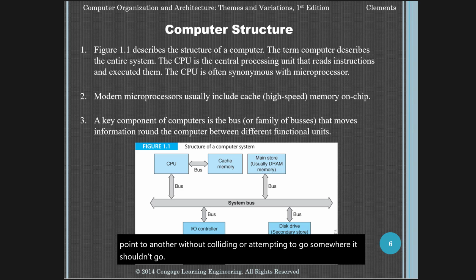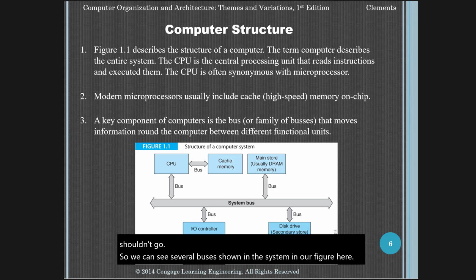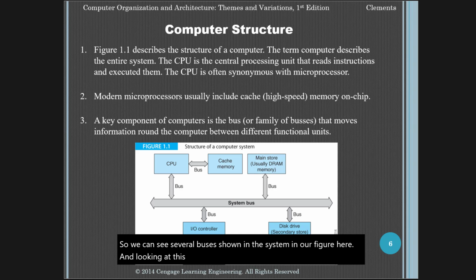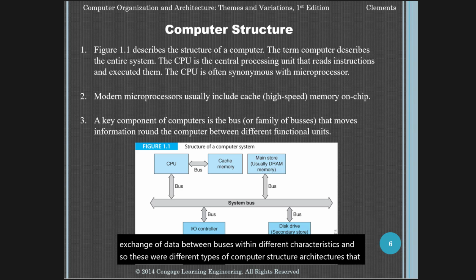So we can see several buses shown in the system in our figure here. And looking at this figure, we have our hard disk that communicates with the computer via a different bus than is used to connect the CPU to the main memory. And so some systems have expansion interfaces. Sometimes you've heard these called expansion buses or bridges that allow the exchange of data between buses with different characteristics. And so these were different types of computer structure architectures that were designed to try to find more efficient routes for data to move around inside of the computer.